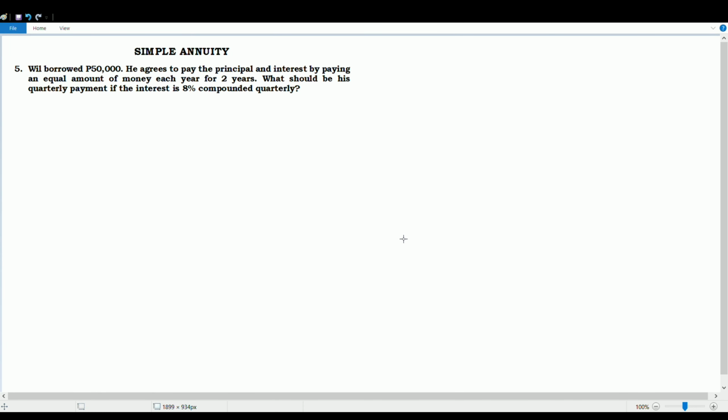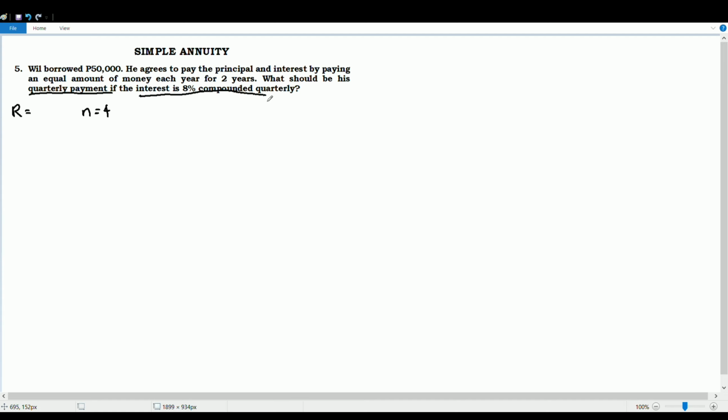Item number 5. Will borrowed 50,000 pesos. He agrees to pay the principal and interest by paying an equal amount of money each year for 2 years. What should be his quarterly payment if the interest is 8% compounded quarterly? So in this case, we are looking for the value of R, the regular payment, that is, what should be his quarterly payment.